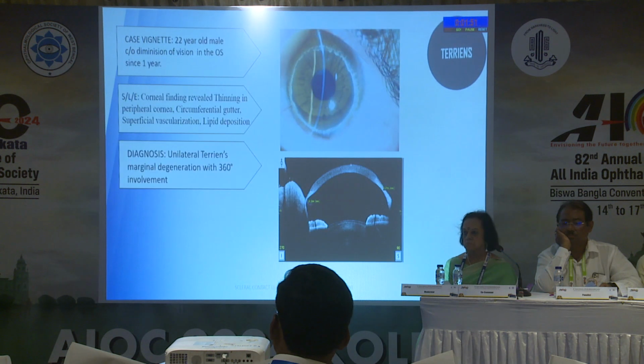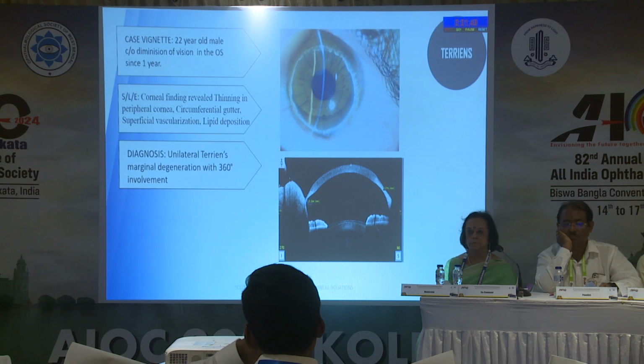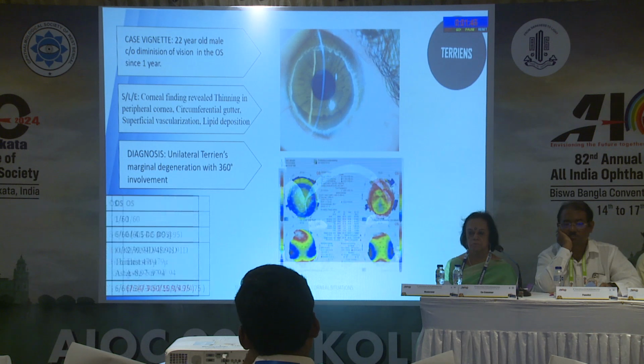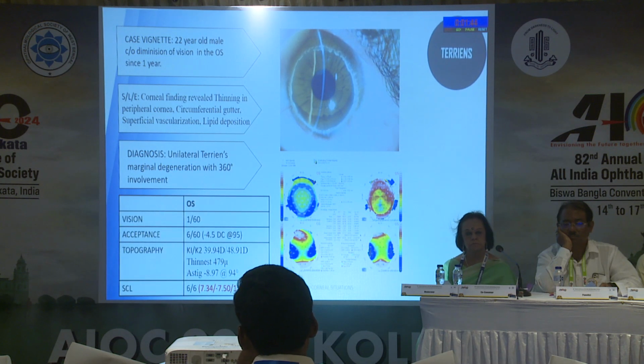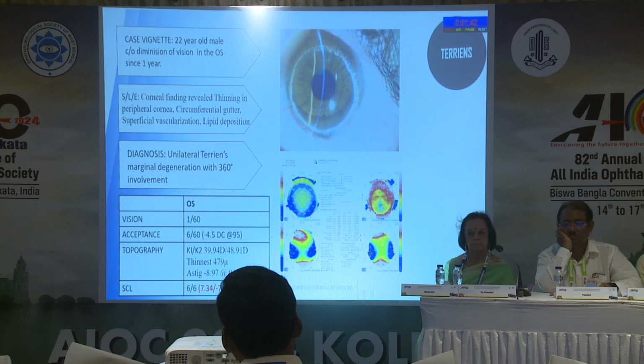Coming to an unusual case of unilateral Terrien's marginal degeneration with 360-degree involvement, the vision on acceptance was 6/60, and with scleral contact lens trial, it improved drastically to 6/6.